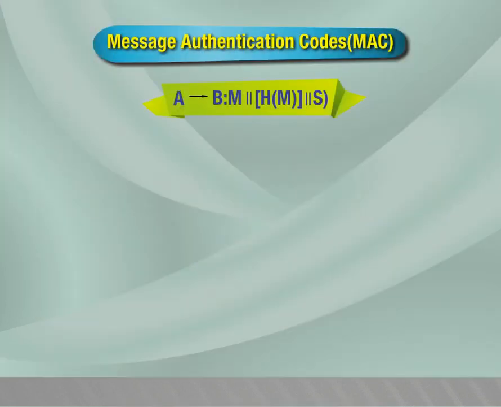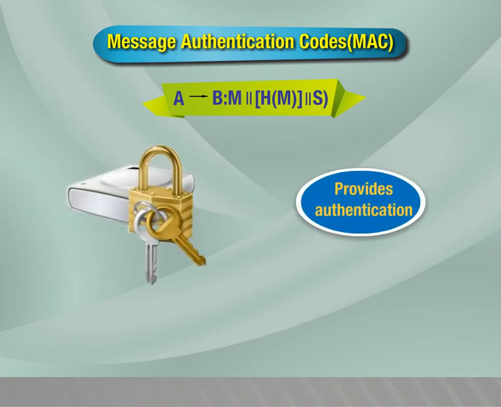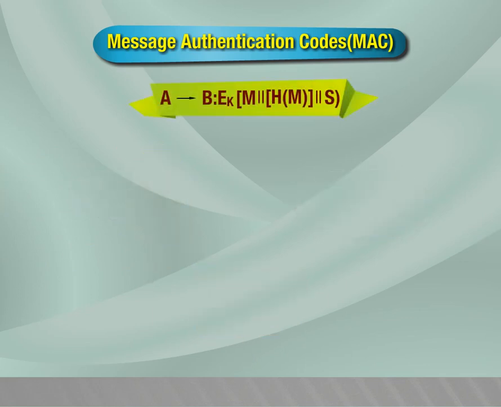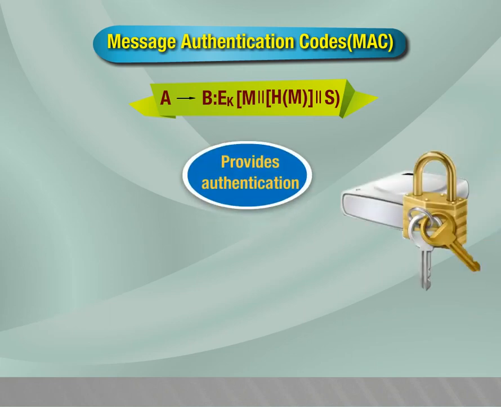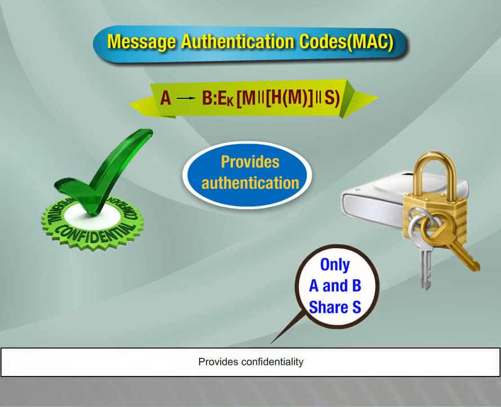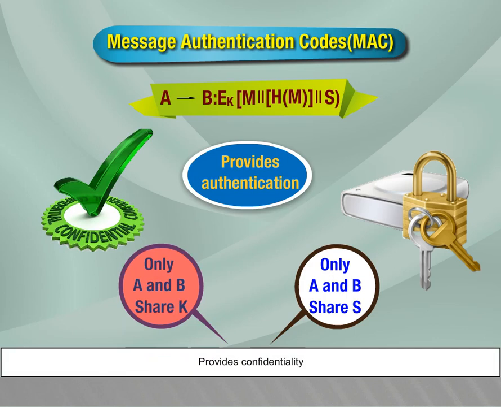A to B: M || H(M || S) provides authentication, only A and B share S. A to B: EK(M || H(M || S)) provides authentication, only A and B share S, and provides confidentiality, only A and B share K.